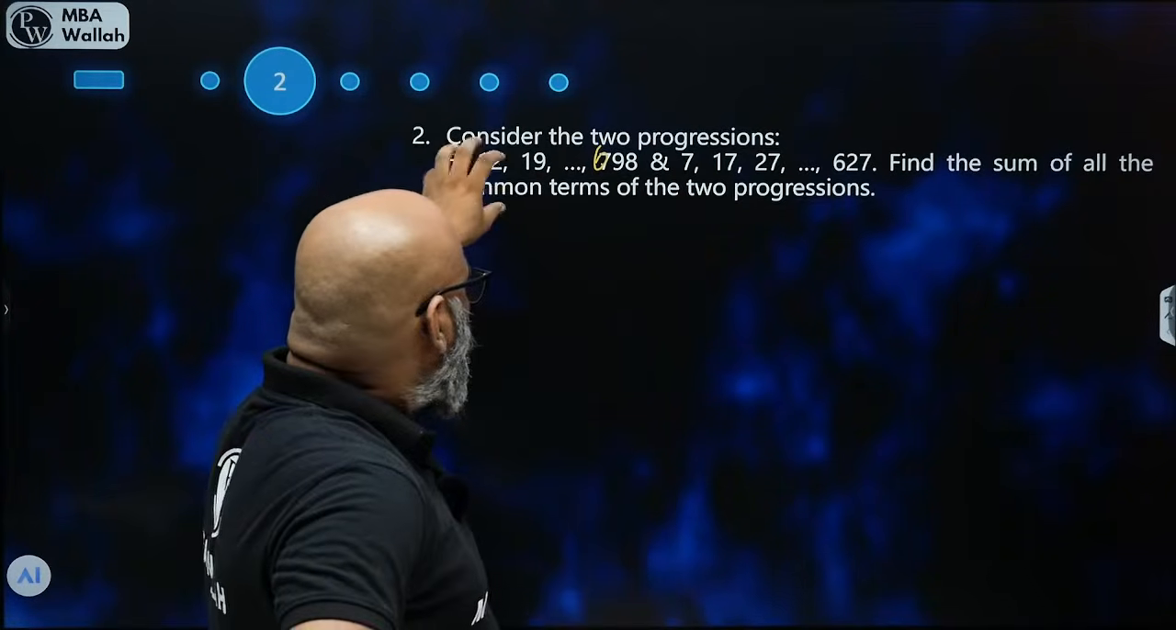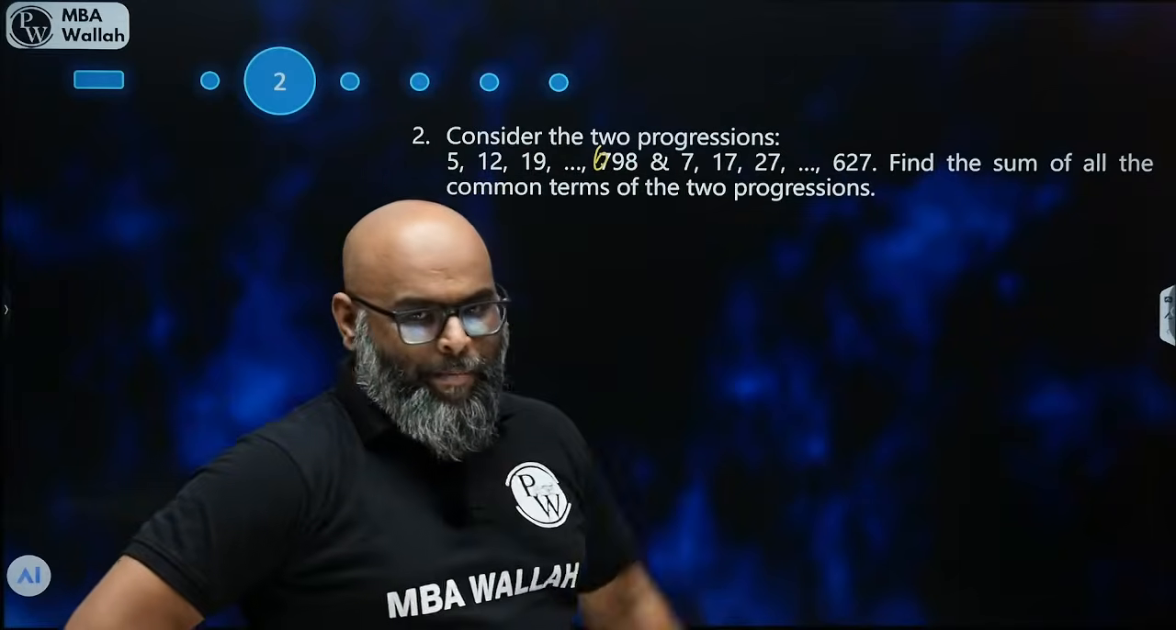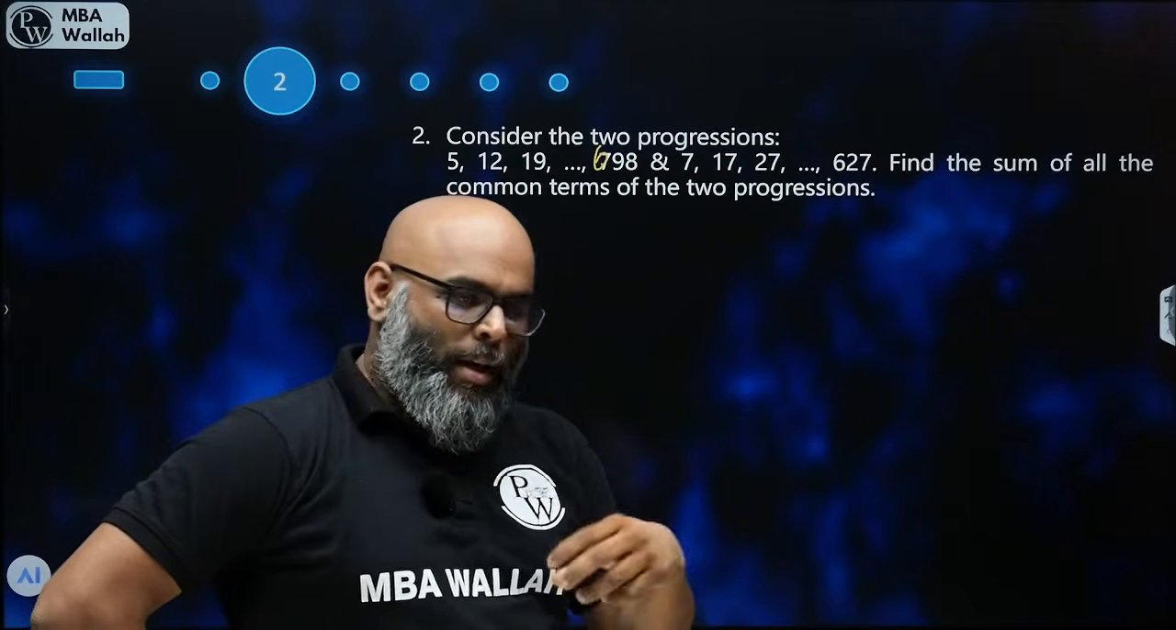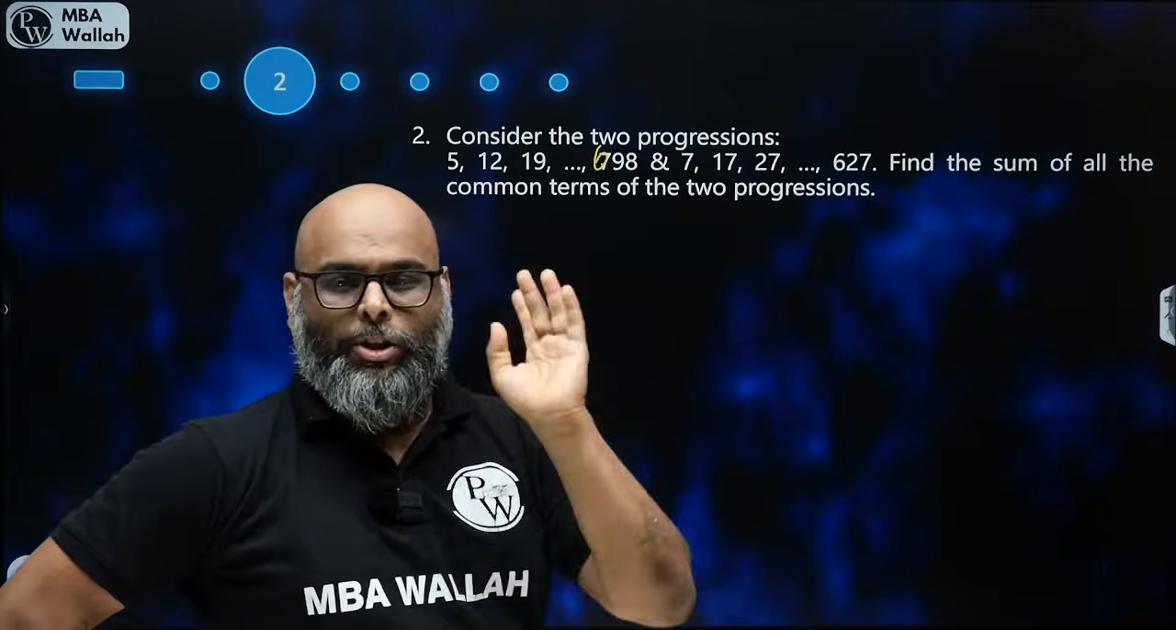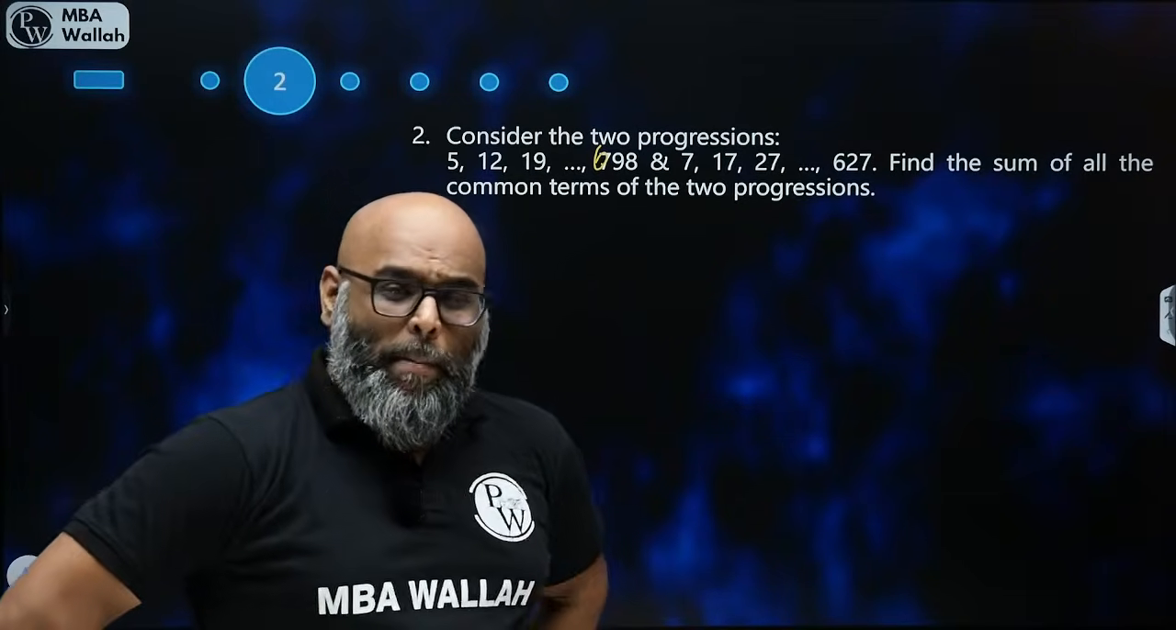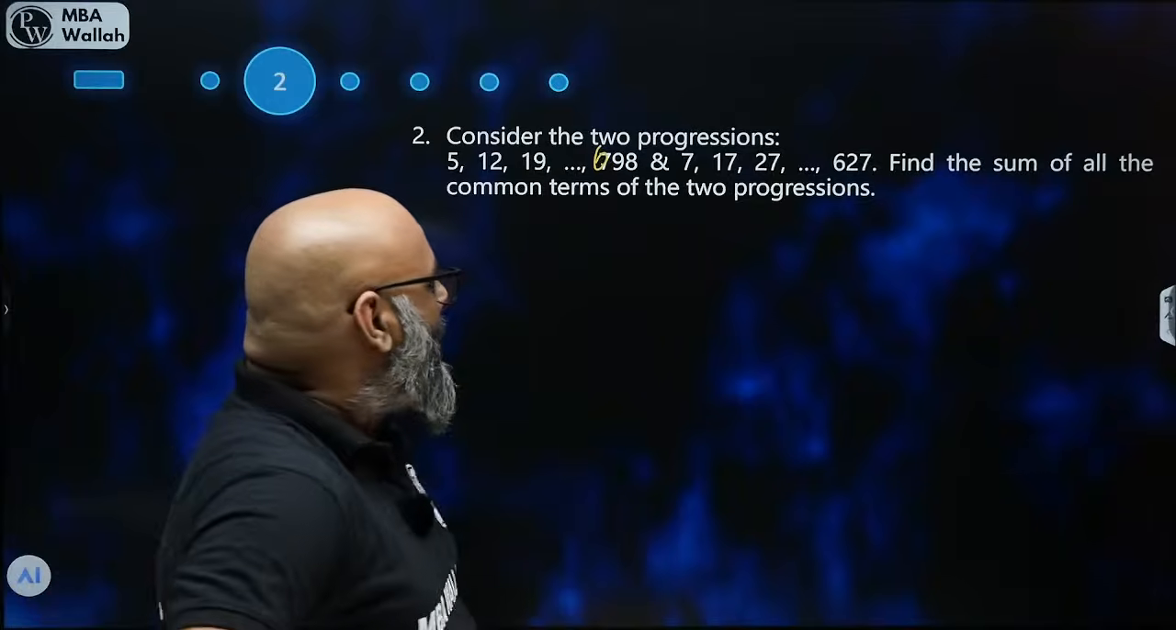Now the question is, find the sum of all the common terms of the two progressions. I have to pick all the common terms from here, extract them, make a series out of it and then find the sum of that progression. The first question, will that be a progression in the first place? Let's have a look at it.